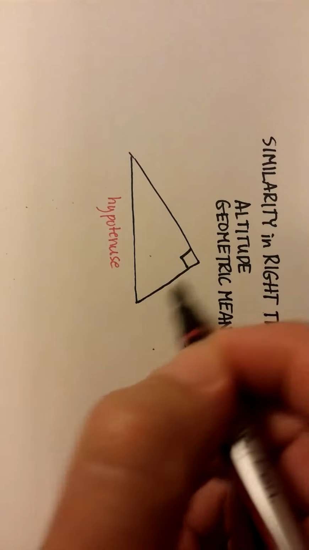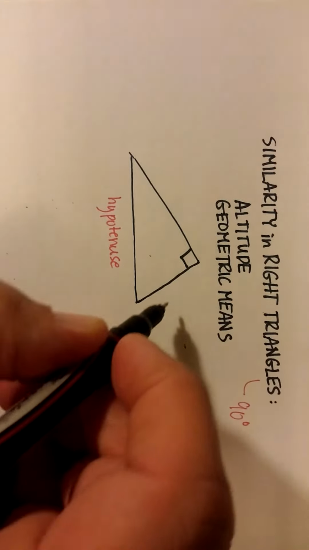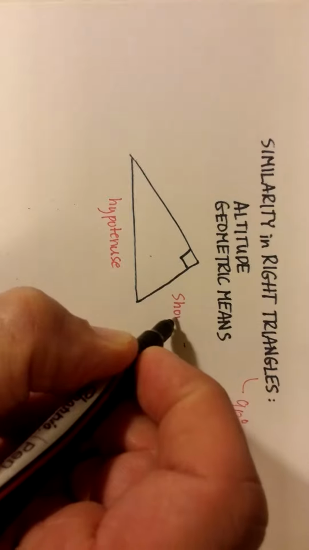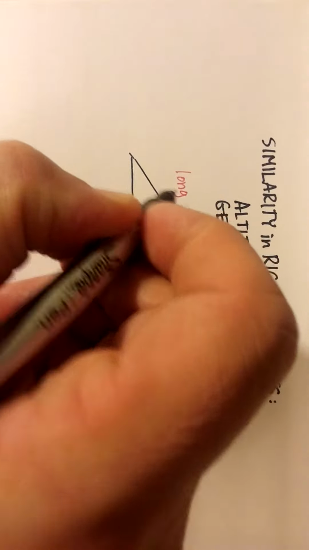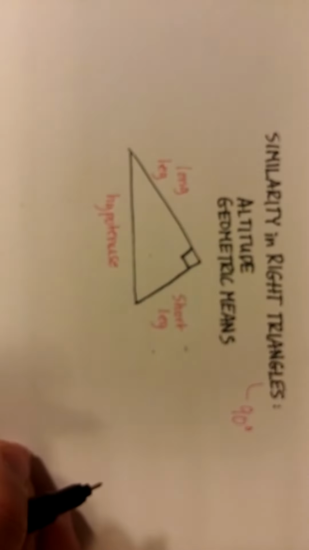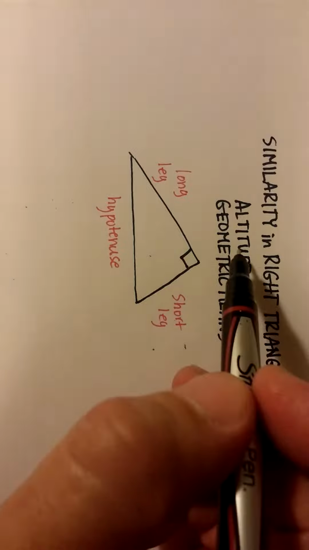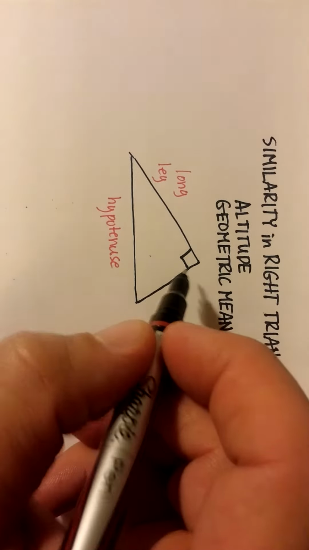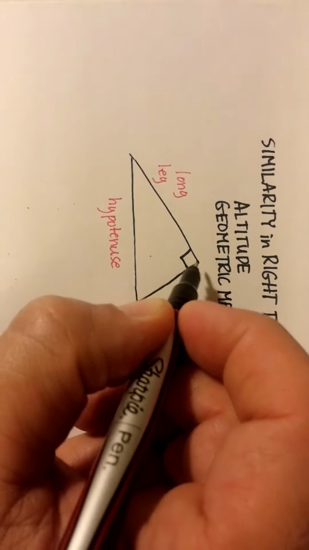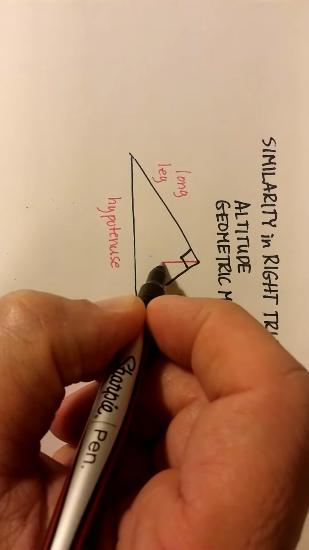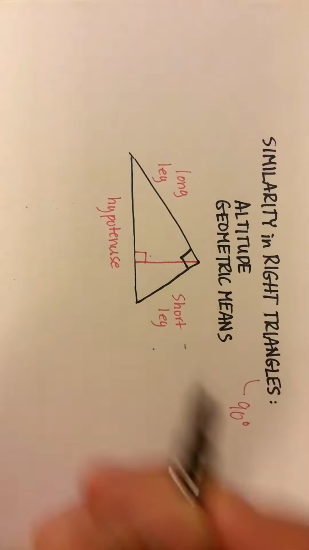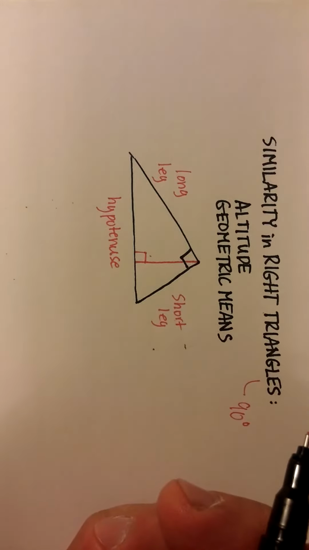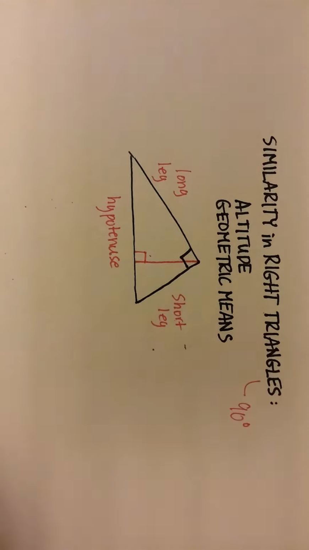The side at the bottom here, this shorter side, is called the short leg. And this longer side is called, strangely enough, the long leg. Okay? Now, the altitude is a line that is drawn from the 90-degree angle straight down, perpendicular to the hypotenuse, forming another 90-degree angle. Okay? Now, look what that does.